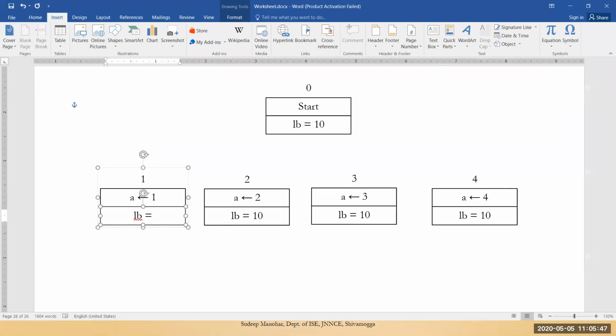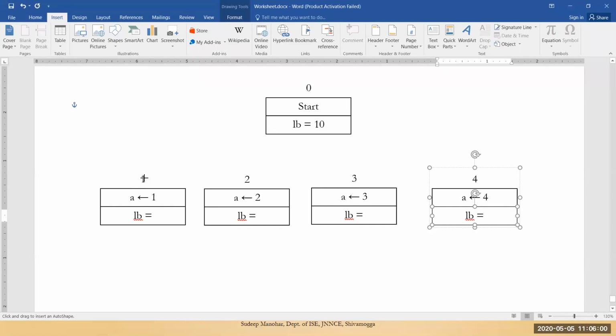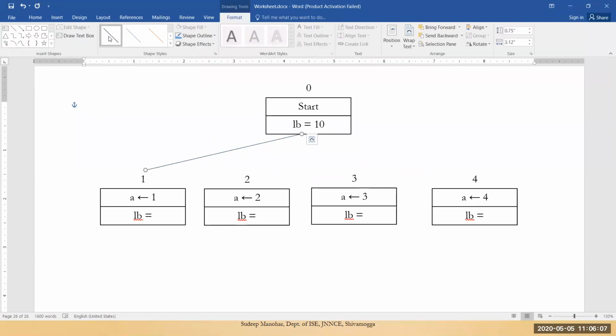Now below that we have lower bounds. We have to calculate that. We'll keep them blank. So these things are done. Draw the branches of the tree.